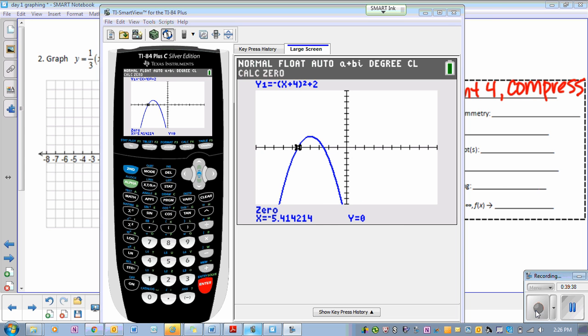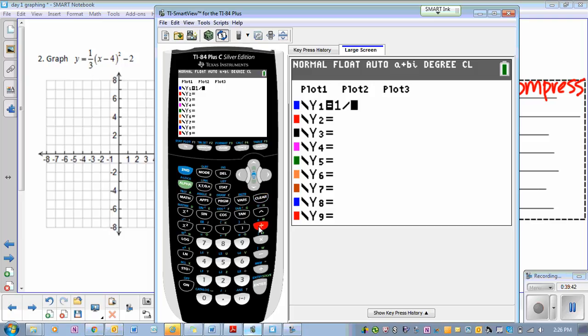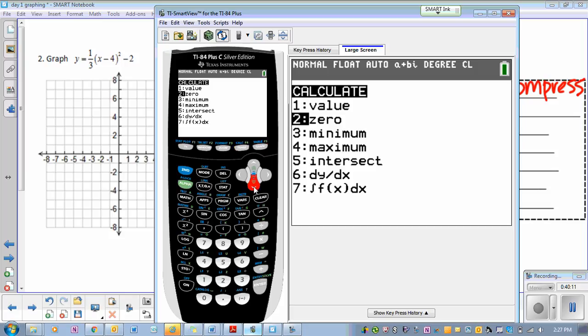All right, so this is y equals 1/3 (x minus 4) minus 2. All right, let's see what this graph looks like. So my vertex, is it a maximum or is it a minimum? The minimum. Okay, so blinking Bob, second trace, minimum.